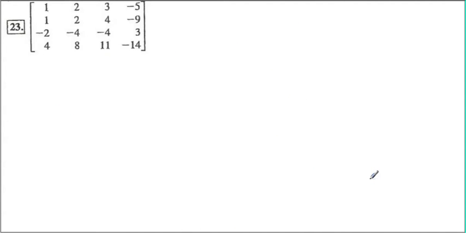Here, next one is, notice that the first one is already 1. Alright, then we're going to keep it as it is. 1, 2, 3, and negative 5. But now what I'm going to do is first row minus the second row. Then I'll be getting 0, 0, and this one becomes 1. And then this one becomes negative 4. So 0, 0, 1, and then negative 4.